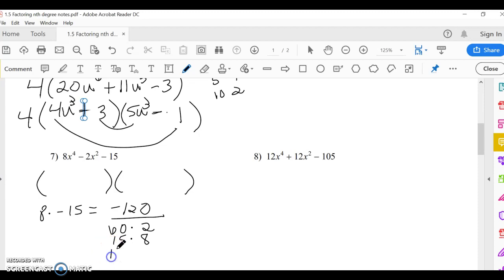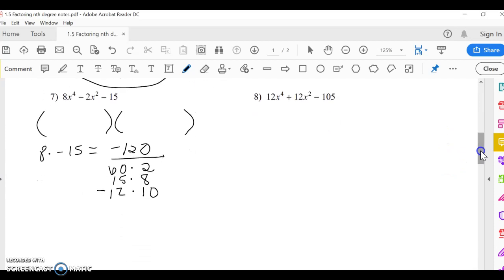So you might realize that 12 and 10 could combine to make 2, and if the 12 was negative, because you have to make a negative 120, then the negative 12 plus the 10 would be negative 2. So then what you would do is a process called factor by grouping. So when you factor by grouping, what you do is you write down 8x to the 4th minus 12x squared plus 10x squared minus 15.